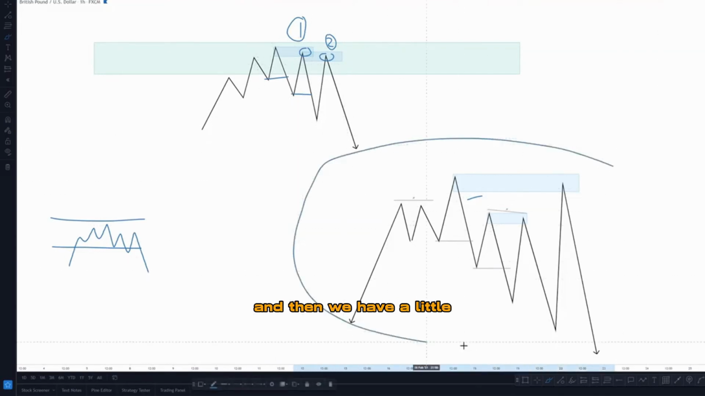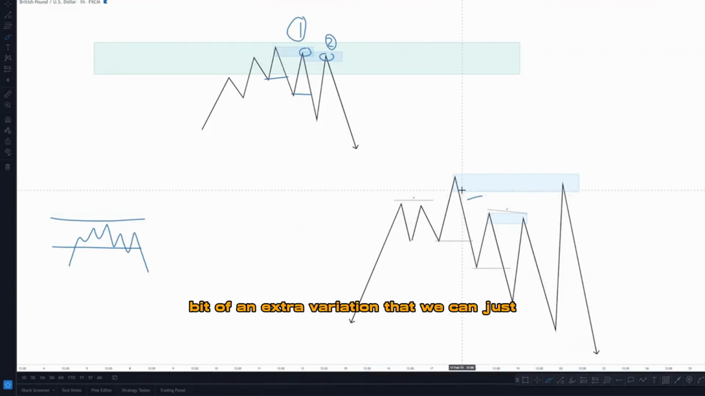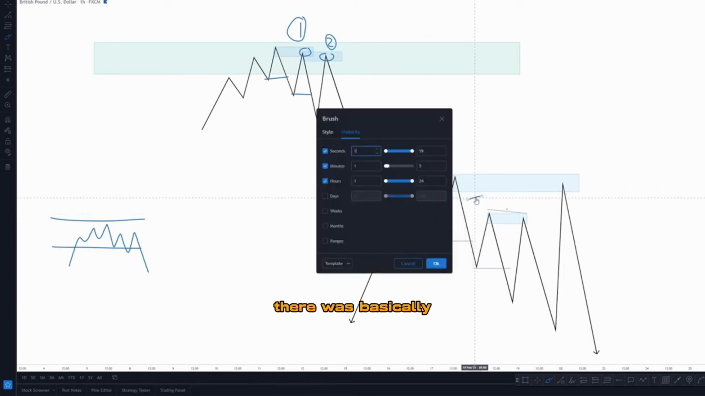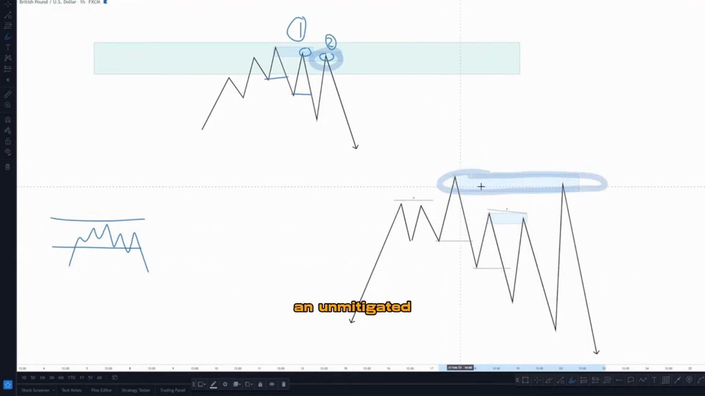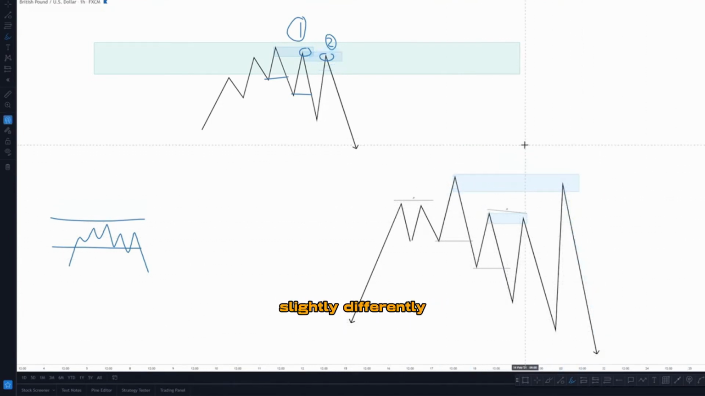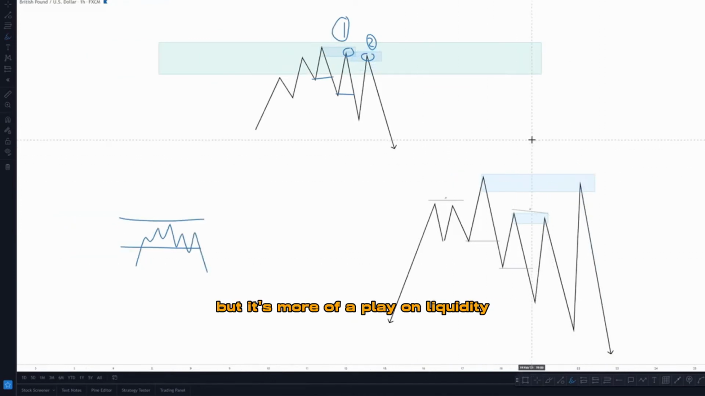And then we have a little bit of an extra variation that we can briefly talk about. Where we get that entry number 1, which in looking at the initial model, this would almost be the double confirmation entry because we've broken structure twice. But in this case, we've left an unmitigated point of interest, we've left imbalance, and then we come back up, tap into that. That would be our double confirmation entry. So it's set up slightly differently, but it's more of a play on liquidity. I hope that helps.